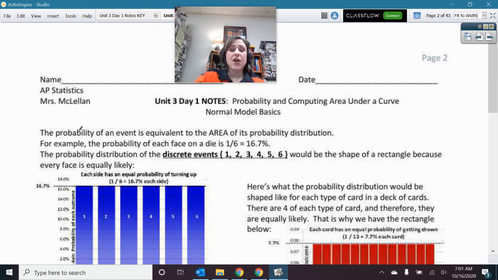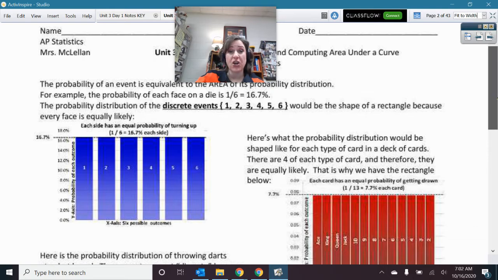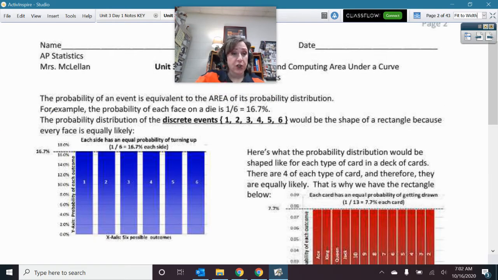But first, I want to talk to you about where this idea of calculating probability with the normal model comes from. Okay, so here we go. When you have a probability distribution, the probability of something happening is actually the area of that event. So let's take a look. I'm going to show you some concrete examples first.